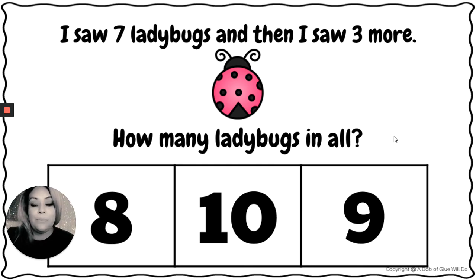Now let's break it apart starting with the whole number. What's the whole number? Yes, 10. 10 equals 7 plus 3. That's right. Write it.